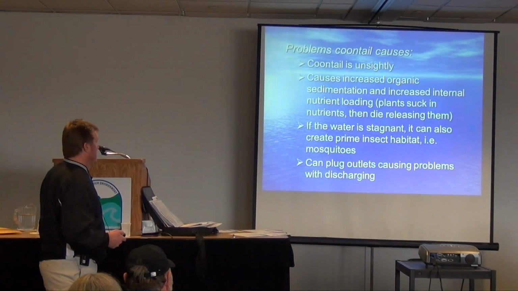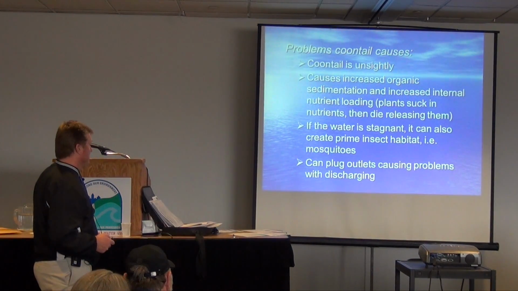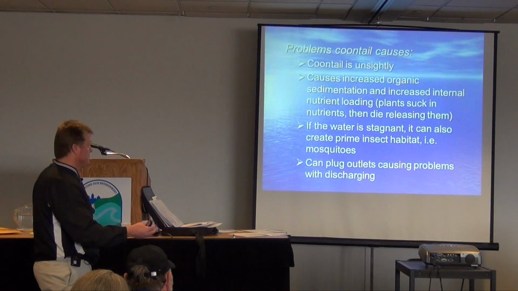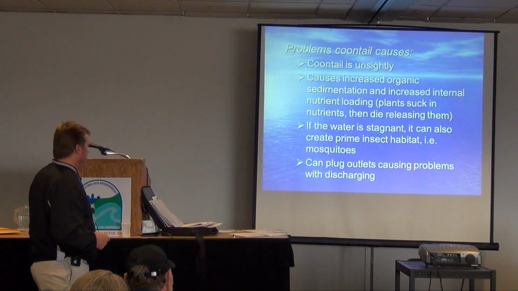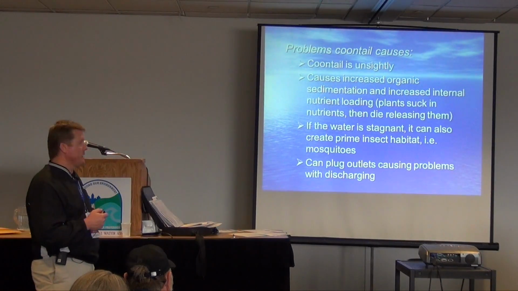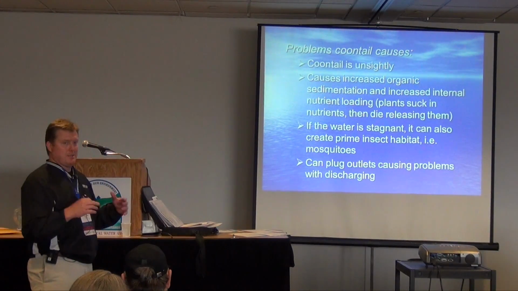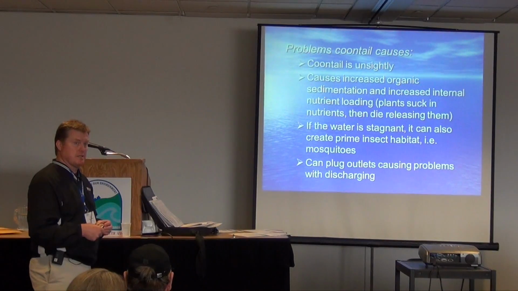Coontail can be unsightly. It causes increased organic sediment and increased internal nutrient loading. The plants suck in nutrients, and when they die, they release the nutrients again. If the water is stagnant, it can also create prime insect habitat for mosquitoes. That's not a good thing. And then it can plug outlets, causing problems with discharging. That's something we see a lot of, when the coontail gets so abundant that it starts plugging up control structures and discharge pipes and things like that.